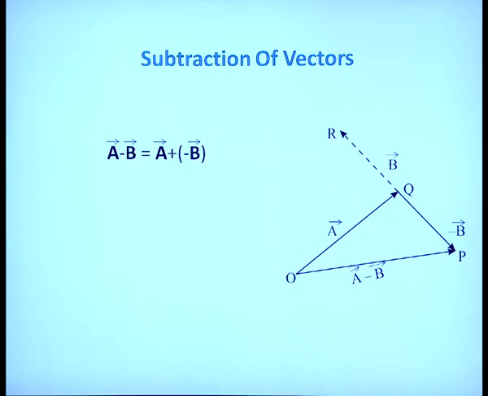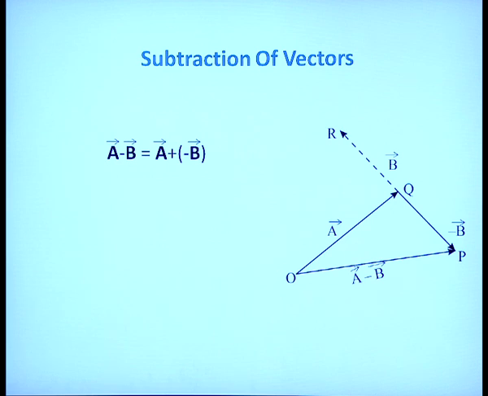Now, how we can subtract two vectors? Now, if A and B are two vectors and we have to find out A minus B, as you can see on your screen, A vector minus B vector equal to, we can write A vector plus minus of B vector. So, you can find out using triangle law.